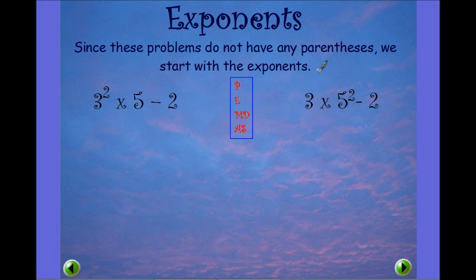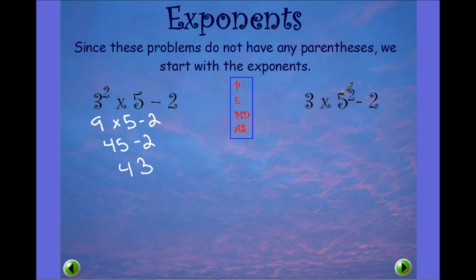Alright, so since these problems do not have any parentheses, we're going to go ahead and move to exponents as the next thing. So in this one, we have 3 squared. So 3 squared is 9. Copy down everything you didn't use. So now I've got multiply and subtraction. Multiply comes before subtraction. So that's going to be 45 minus 2. 45 minus 2 is 43.